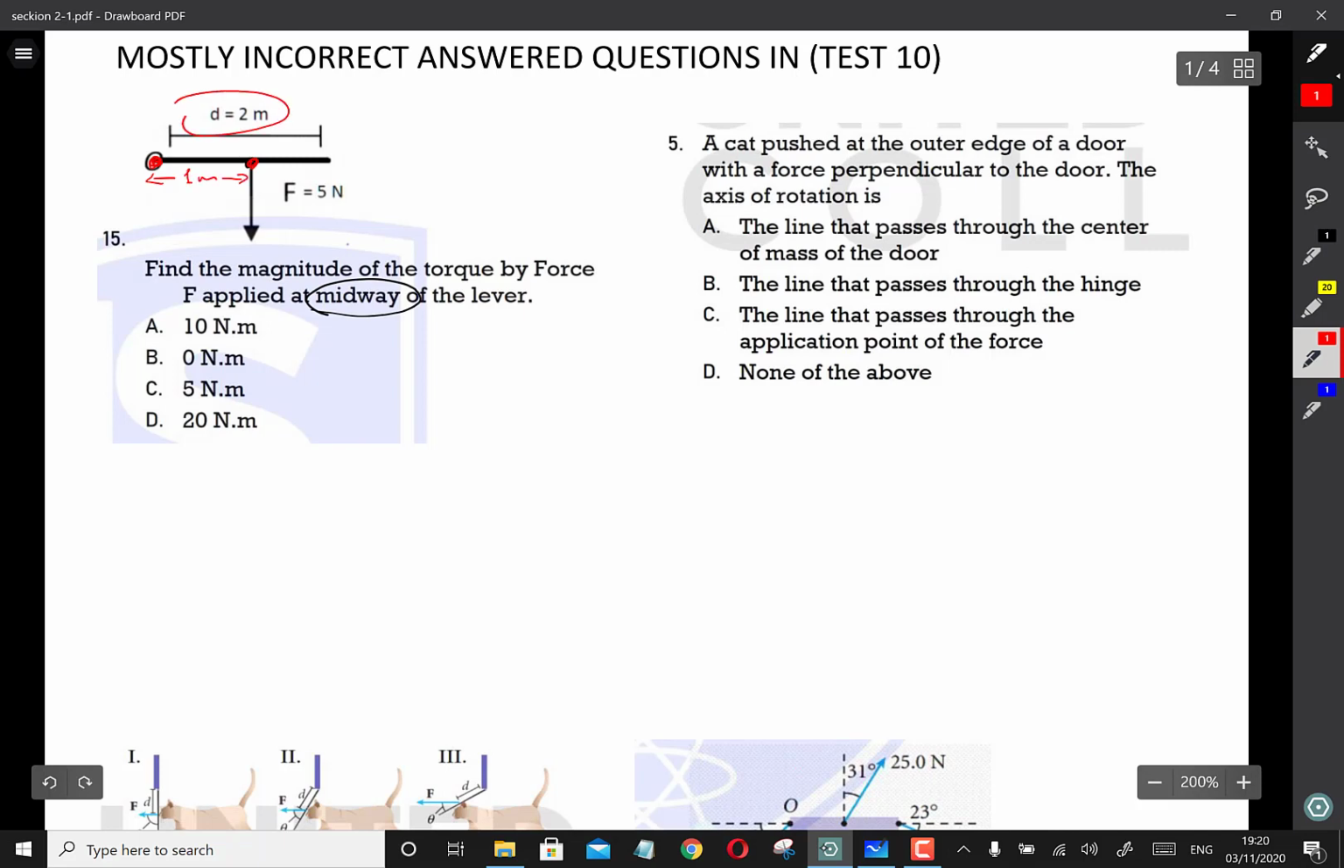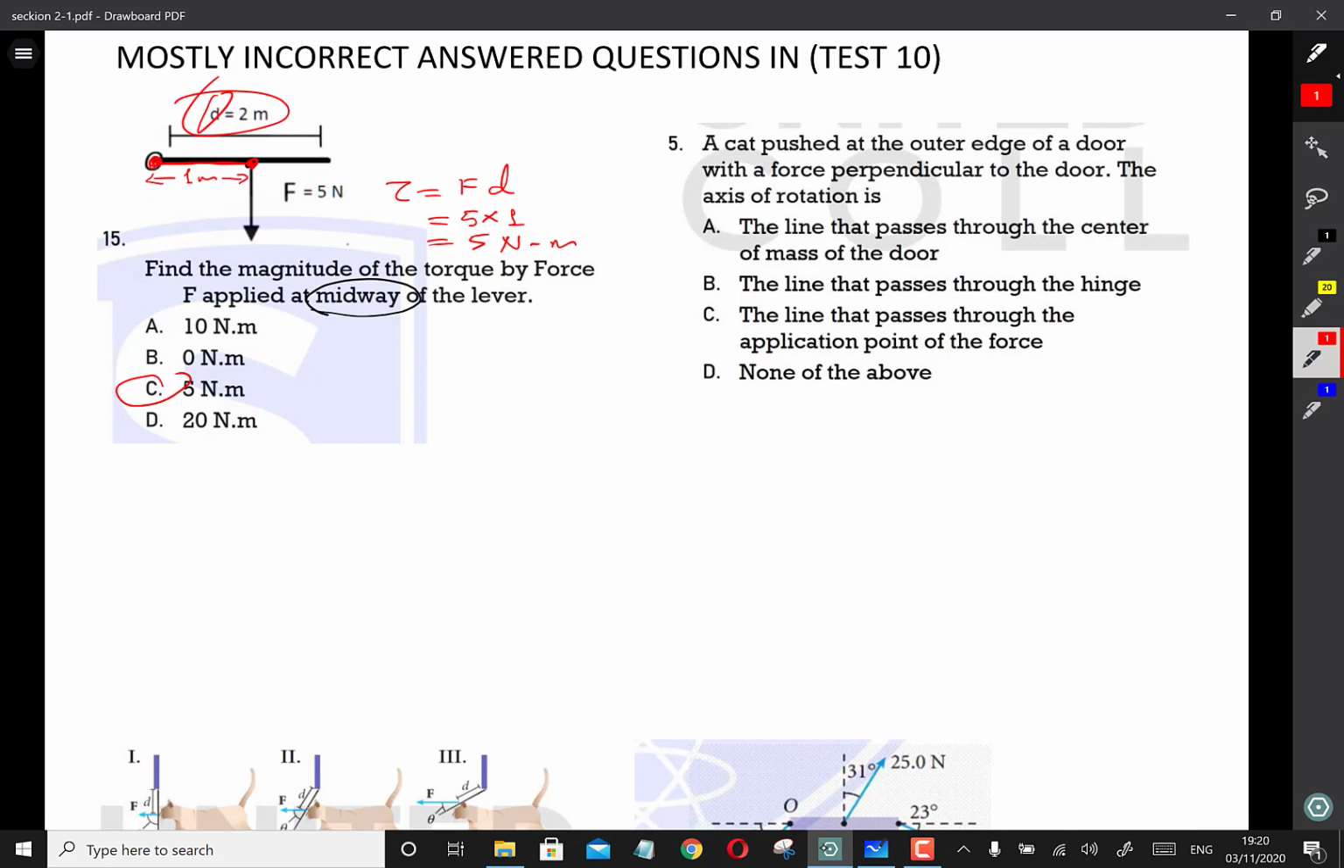Most probably everybody got this distance because they saw D in here, but D is not always the distance we need. So we should check. We need the distance from where the force is applied to the axis of rotation, which is equal to 1 meter. So in this case, torque is going to be force multiplied by distance. Force is in here, 5 Newton. Distance is 1 meter from force to axis of rotation. It's going to be 5 Newton meter.